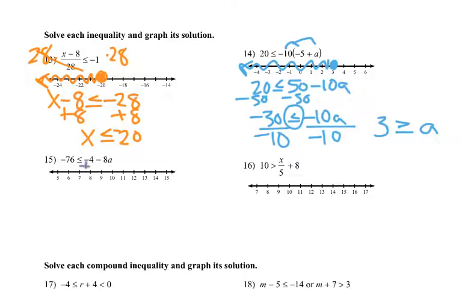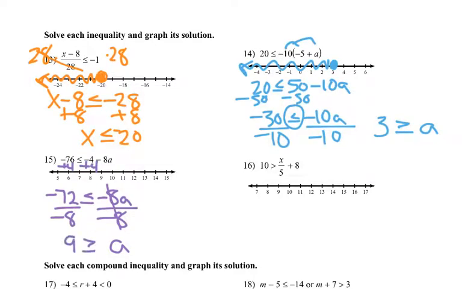Number 15, we would add 4 to both sides, giving us -72 is less than or equal to -8a. Divide by -8. I get a, because again, that's negatives, changing them to positives, and that's positive 9. We rearrange the inequality, reverse its direction. So at 9, it's equal to, so I fill in the circle. 9 is bigger, a is smaller, so I shade to the left.